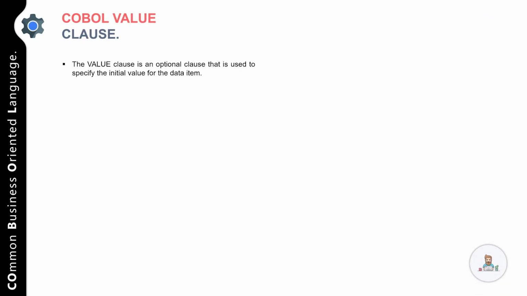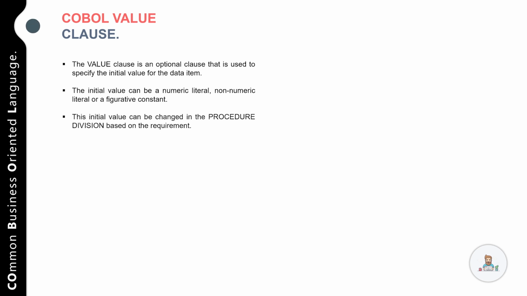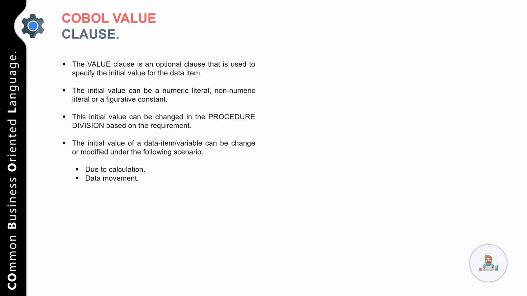The VALUE clause is an optional clause, and it is used to assign an initial value to the data item or variable. The initial value can be a numeric literal, a non-numeric literal, or a figurative constant. This initial value can be changed in the procedure division based on your requirement. So whatever value you have initially assigned to a temporary variable defined in the working storage section can be changed when you're using that variable in your program logic, that is, in the procedure division.